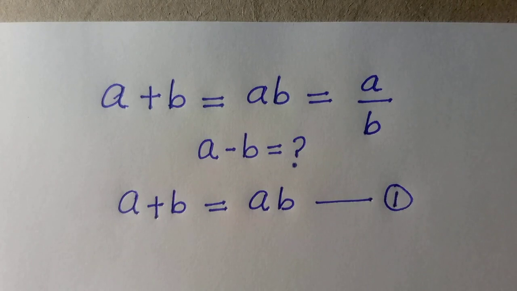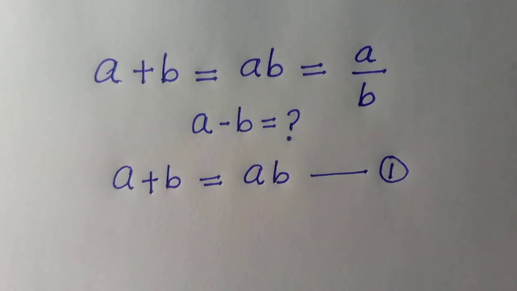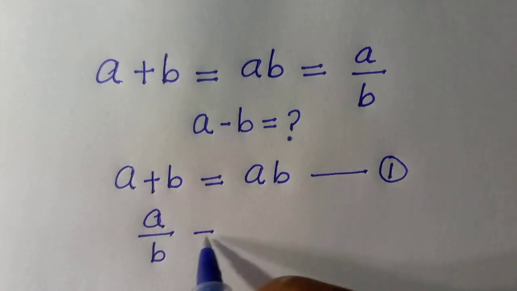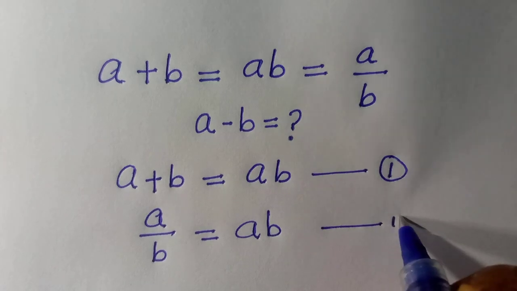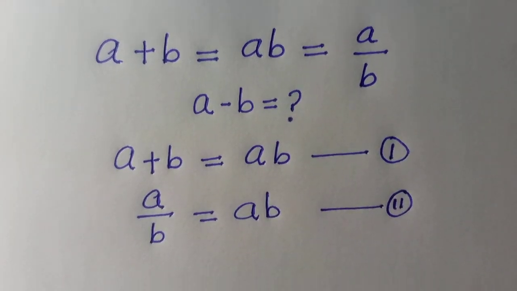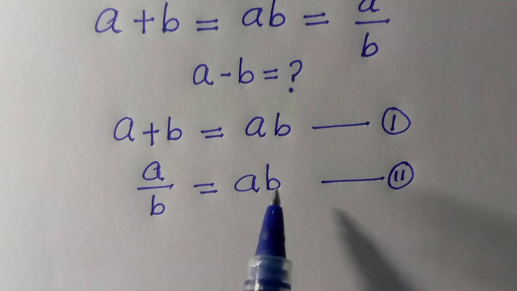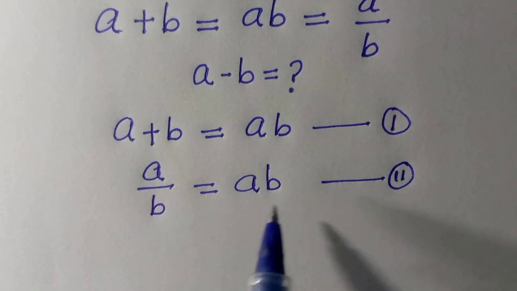Again, we are going to let ab equal a divided by b. What I'm going to do here is, if I let a divided by b also equal ab, since both of them are commutative, we call it equation 2. So having equation 2 and equation 1, we know both a plus b and a over b equal ab.